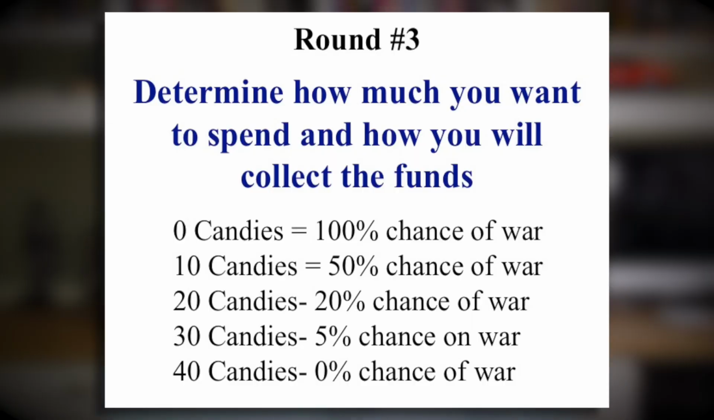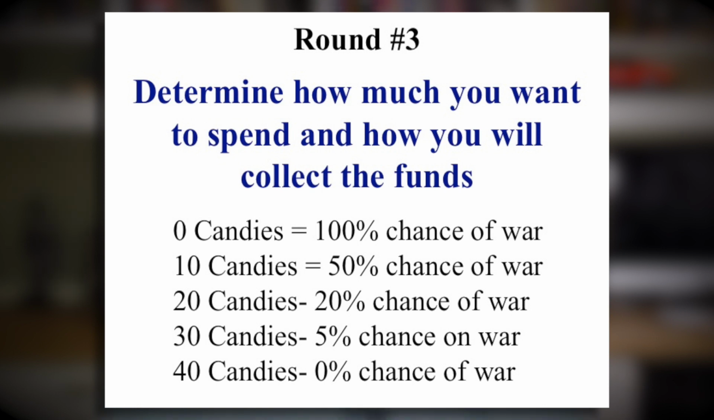Here's one of those things for this activity I haven't really nailed down yet because I haven't been able to run it that many times. So you might have to adjust it. First of all, with the group, with the students, I said if they put in no candies towards national defense, then they get a 100% chance of war. That means there's a guaranteed chance they're going to lose all their candy.